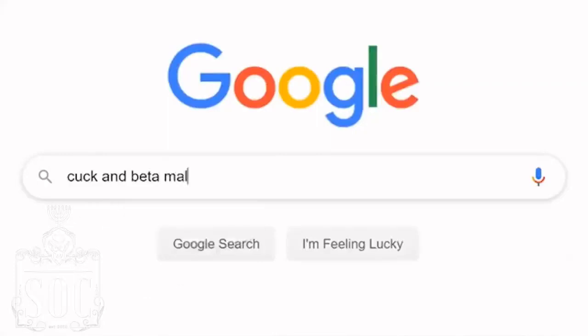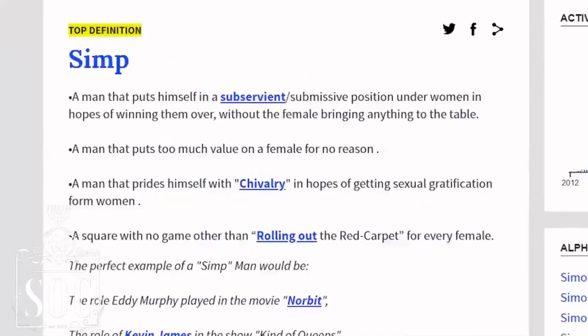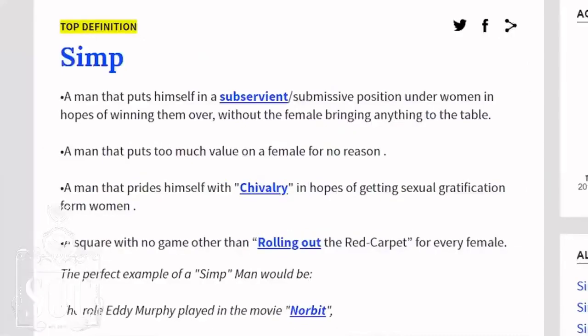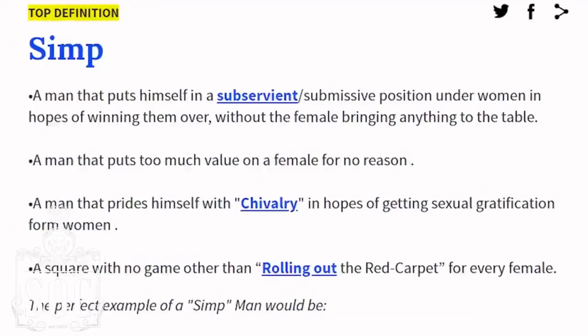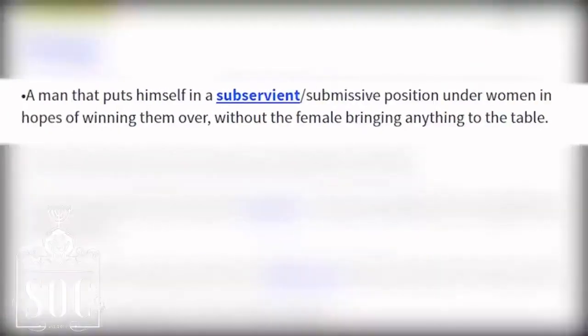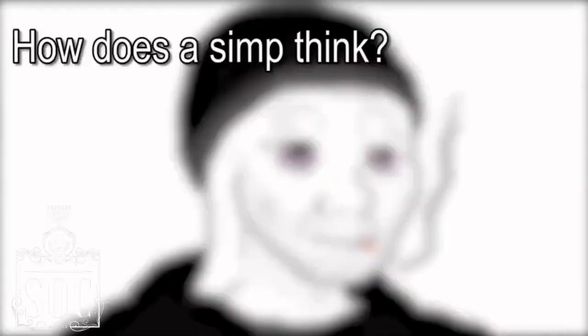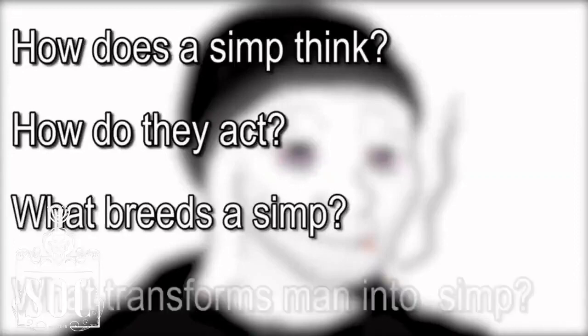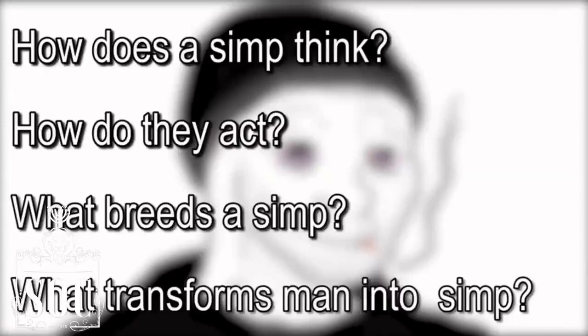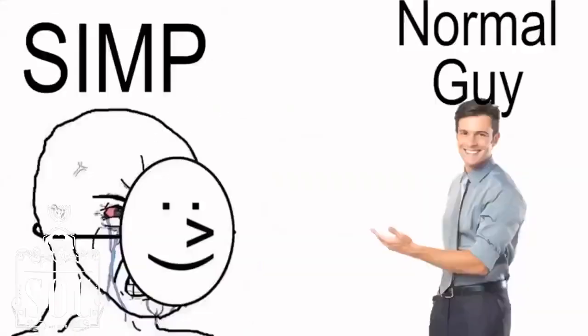What is a simp? A quick Google search leads us to this definition: a man that puts himself in a subservient or submissive position under a woman in hopes of winning them over without the female bringing anything to the table. While this is true, I want to go deeper. How does a simp think? How do they act? What breeds a simp? What life experiences could ultimately belittle a man to the lowly status of a simp? These are questions I hope to answer in this video.